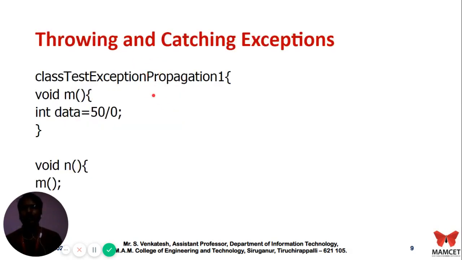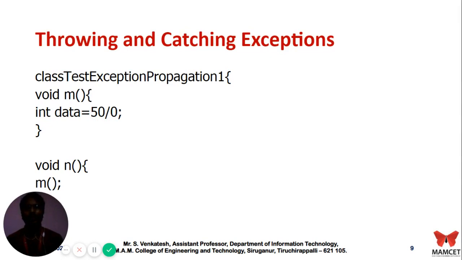Throwing and catching exceptions. We'll see one example program to understand what is the exception and what is this throw. So first one is we have the class TestExceptionPropagation1. In this class, there is a method named m. This m contains integer variable data and you are going to calculate 50 divided by 0. 50 divided by 0 is not possible. It will show divide by 0 error.